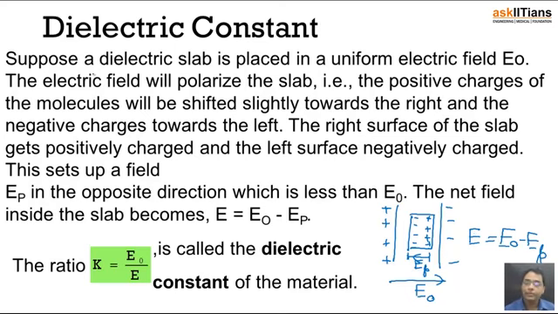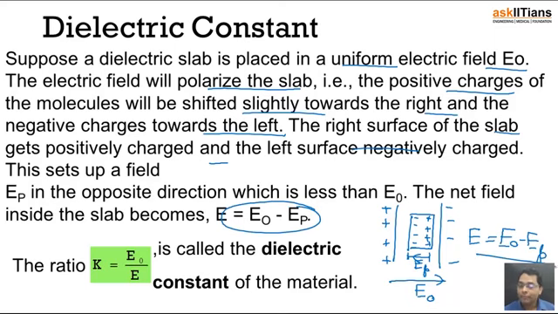Now let's try to understand what we have here. Suppose the dielectric slab is placed in a uniform electric field E0. The electric field will polarize the slab as the positive charges will be shifted slightly towards the right, as we have seen, and the negative charges will be shifted towards the left. The right surface of the slab gets positively charged, the left surface gets negatively charged, as we have seen here. So that tells us about this as being the net value of the electric field.